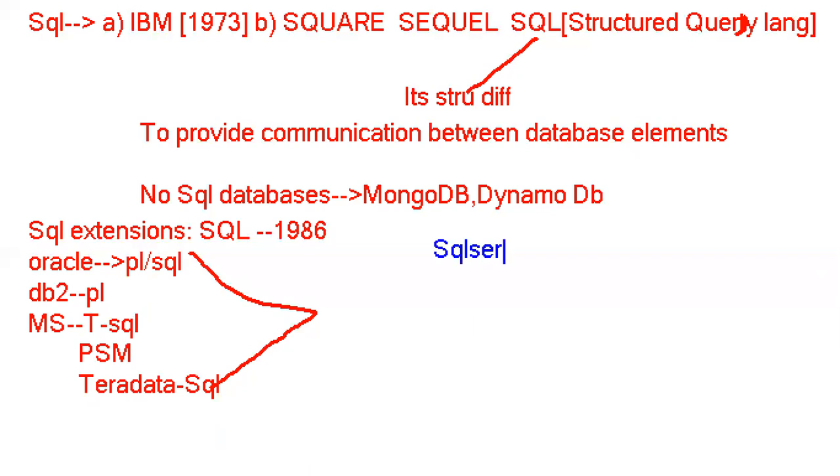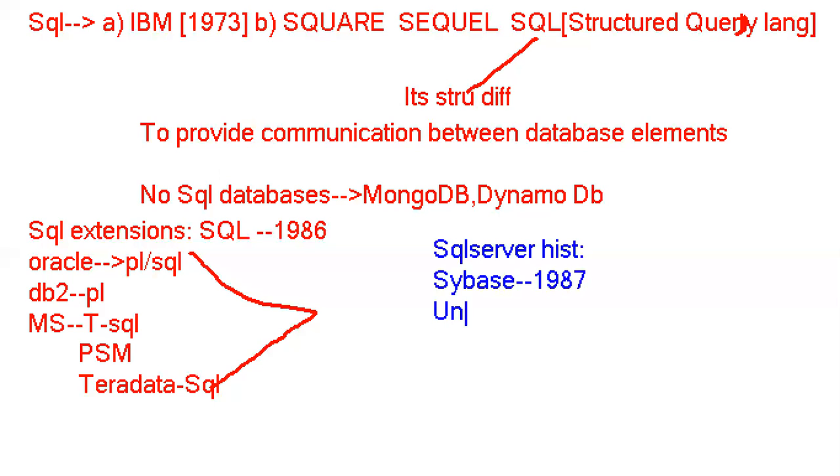Next, SQL Server history. Who invented SQL Server? I know you are poor in this. Sybase invented SQL Server in 87. E.F. Codd defined RDBMS rules, 12 rules he defined, Codd's rules. So Sybase Corporation introduced SQL Server in 87.